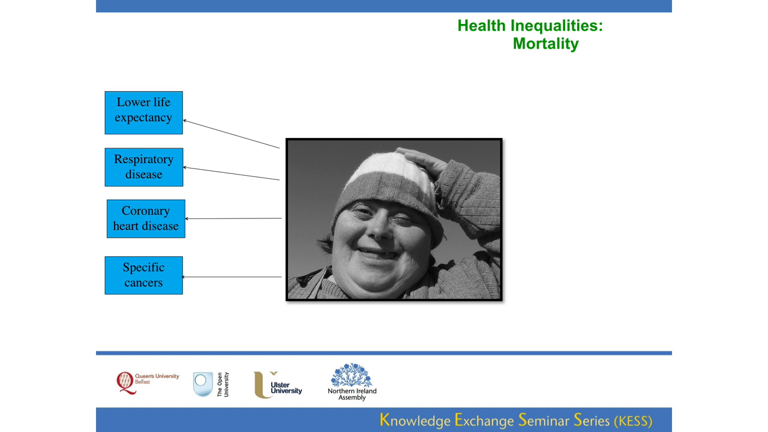So a little bit of background on the mortality of people with intellectual disabilities. People with intellectual disabilities or learning disability die on average 20 years younger than people without learning disabilities. The three leading causes of death are respiratory disease, coronary heart disease, and specific cancers. These are to do with stomach, gallbladder, and esophageal cancer. As well as the three leading causes of death, there are a number of secondary or chronic long-term health conditions, as you can see a number of them on the board. But primarily the one that I'm here to speak about today is diabetes.